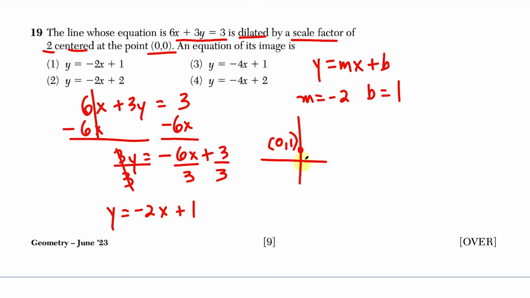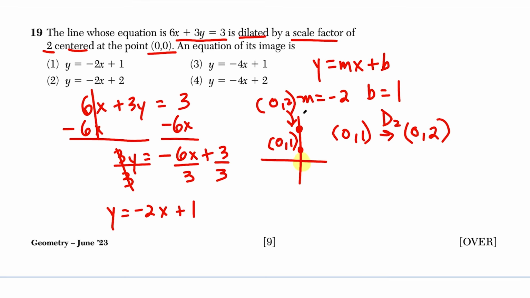the origin, a nice little trick here is that I only dilate the y-intercept. So I'm going to take 0, 1, and I'm going to dilate this at the center 0, 0 by a scale factor of 2. So you're essentially just multiplying both of these by 2. 0 times 2 is 0, and 1 times 2 is 2. So our new y-intercept is going to be up here at 0, 2.